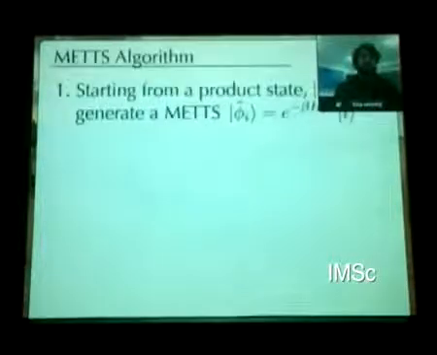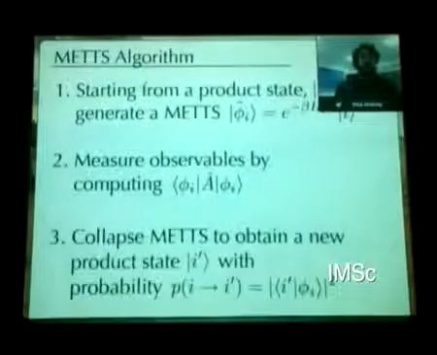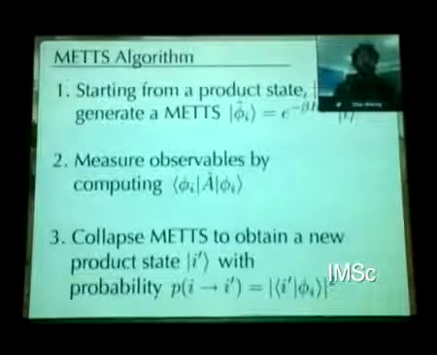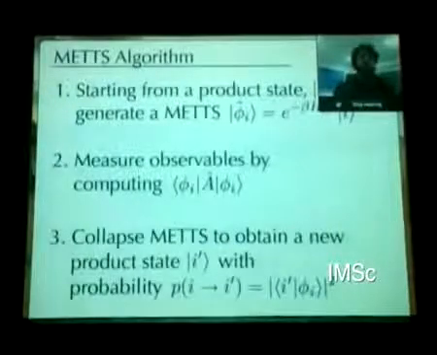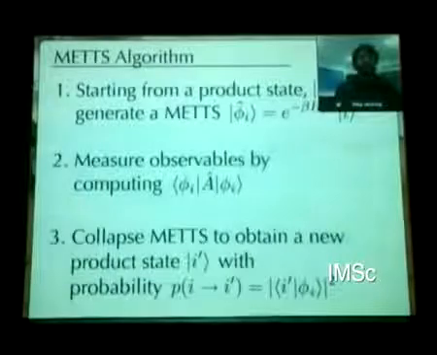So now on the next slide, let me summarize the 3 steps of this algorithm just to bring it all together. So again, the algorithm is you start from a product state labeled I, and then you generate an unnormalized METTS phi tilde by applying e to the minus beta H over 2 to it. Then you normalize the state. Once you normalize it, you can measure any observable you like, including the energy or magnetization, any local observable, and you save those numbers, and then you average those numbers at the end to get the thermal average. And then when you're done with that METTS, you collapse it by the method I just showed, and that gives you a new product state automatically with this probability, I prime overlap with phi I squared. And so that's guaranteed to give you the next METTS with the correct probability.